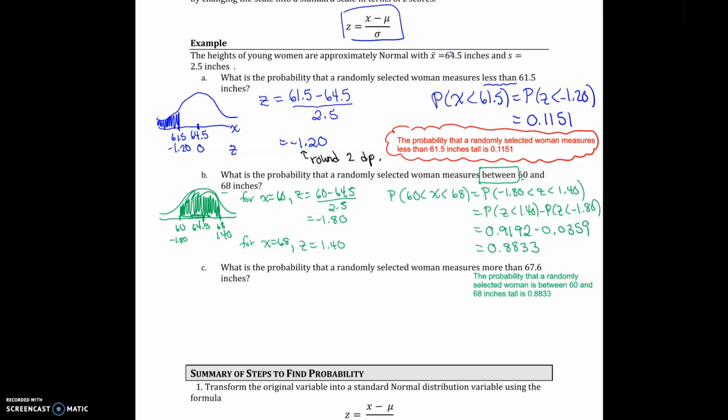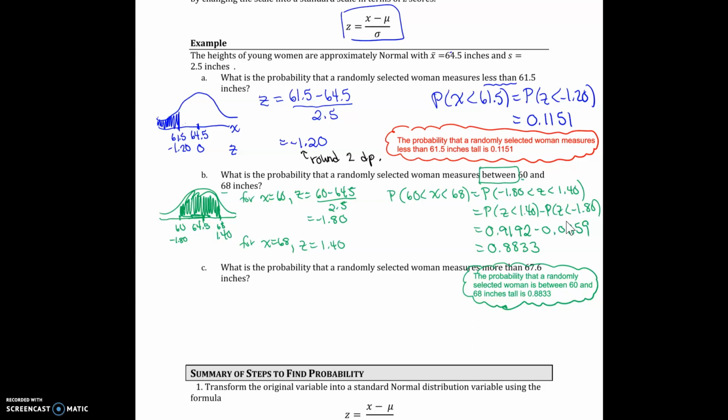Okay. So what this means is the probability that a randomly selected woman is between 60 and 68 inches tall is about an 88% chance. Okay. Let's do one more example just to make sure that we're feeling confident with this.